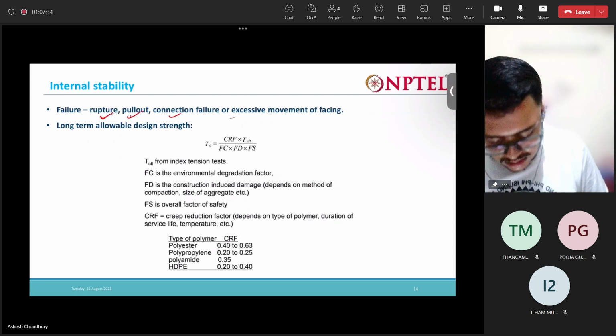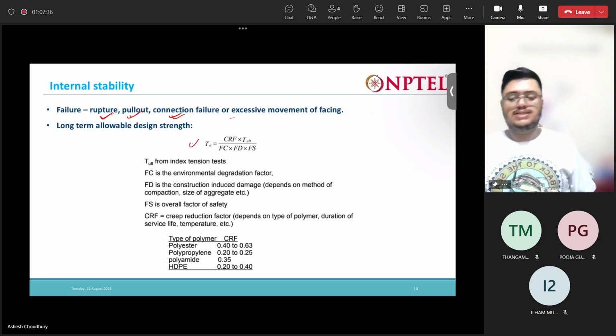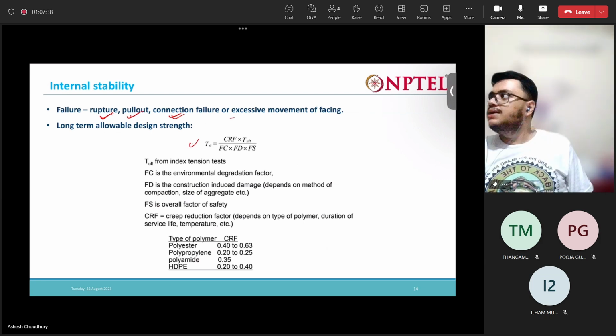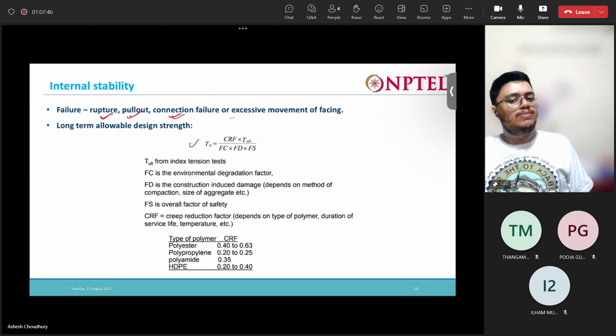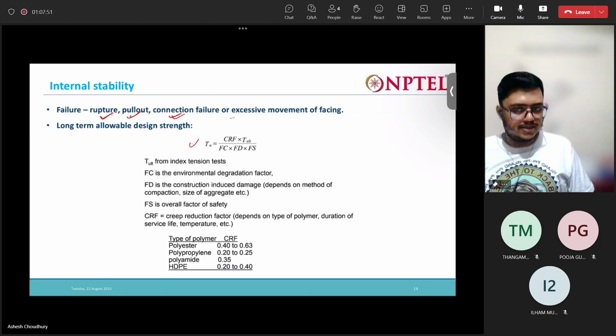Okay, and one more thing, if you notice here, is this TA. This is the allowable design strength. Say you have a geogrid and you do the tensile testing of the geogrid. From there, what you will get? You will get the T ultimate, the ultimate tensile strength.